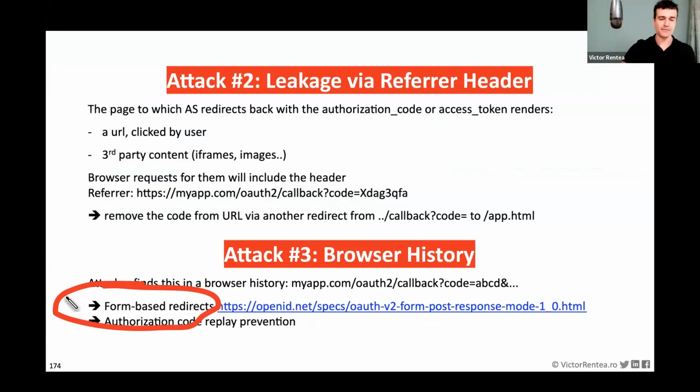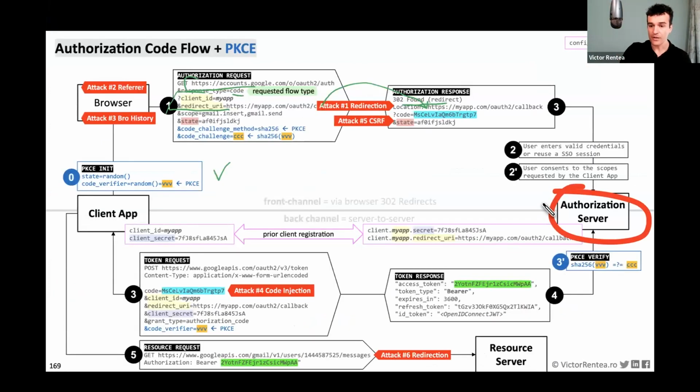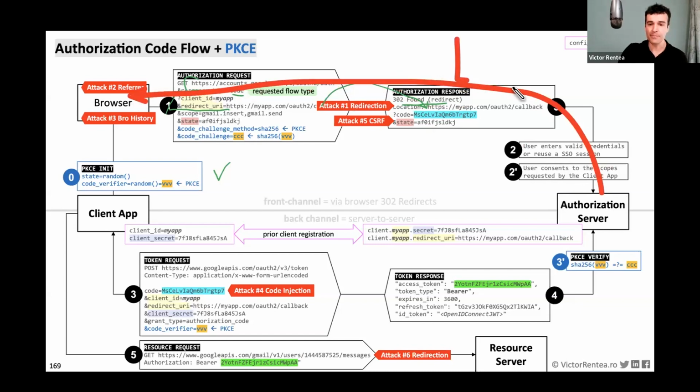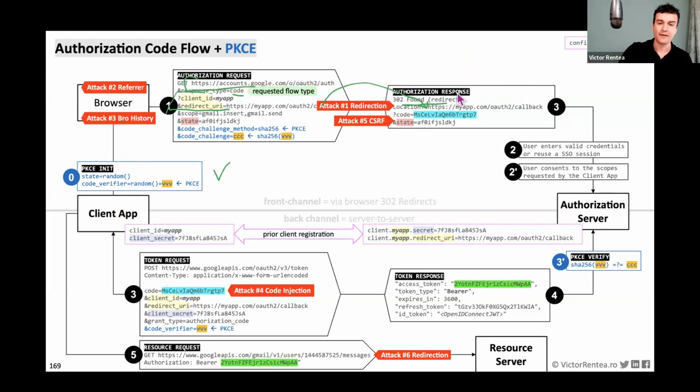So basically, what does this mean? It means that the authorization server, this guy over here, when it wants to redirect you back and give you the code, it won't do a 302 redirect, no. But instead, it will reply to the browser with a page that contains a form, which is automatically submitted to the client application. That form would post the code.